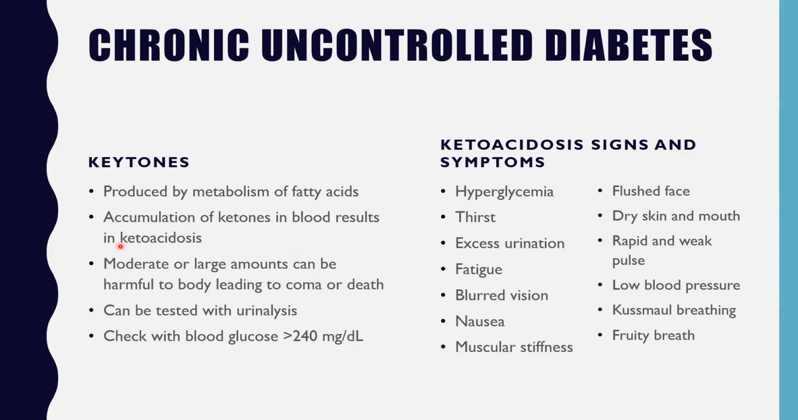So this can be harmful over a long period of time, but also can become acutely a problem leading to coma or death. You test for ketones relatively simply with a urine analysis that you'll look at in lab. And it's recommended that you check for ketones anytime you have a blood glucose over 240 milligrams.